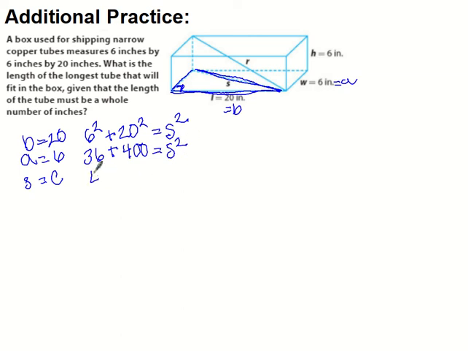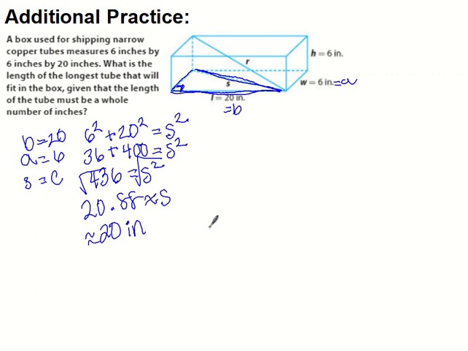We're going to add these together. 436 equals S squared. We're going to take 436 and square root it. It does say round to the nearest whole inches, right? Given the length of the tube is in a whole number of inches. If you do this in your calculator and we square root, it's 20.88 is approximately S, but it does say whole inches. We can't go above that or it won't fit, so we would just say about 20 inches, right? Because if we go more, it's not going to fit across there.